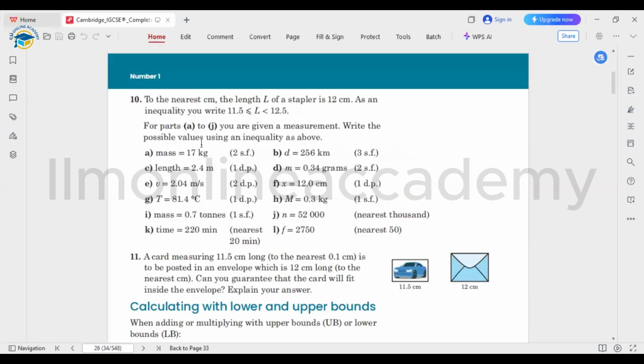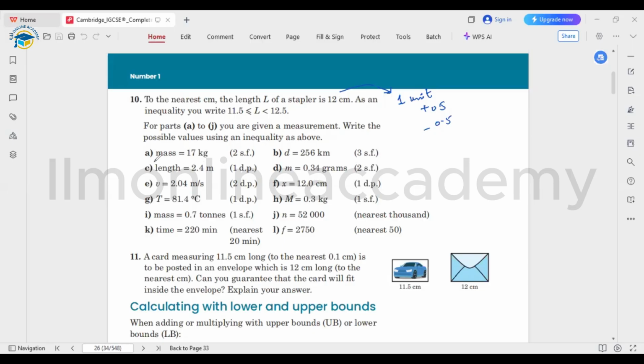So here we have part number 10. In this part, they're saying that to the nearest centimeter, the length L of a stapler is 12 centimeters. So as an inequality, you can write this as 11.5 to 12.5, because this number is according to 1 unit again. So we need to add 0.5 and subtract 0.5 to get this range exactly. For parts A to J, they gave us the parts over here. They've given some measurements, so we need to write the possible value as an inequality, just the way they gave us above. So let's find out one by one.